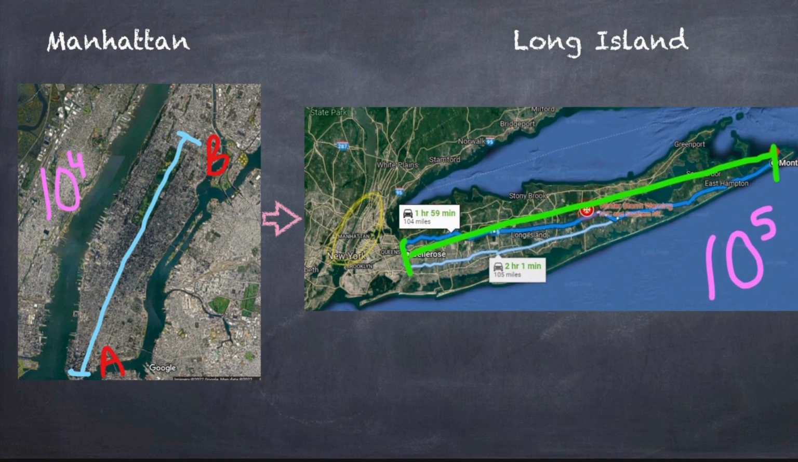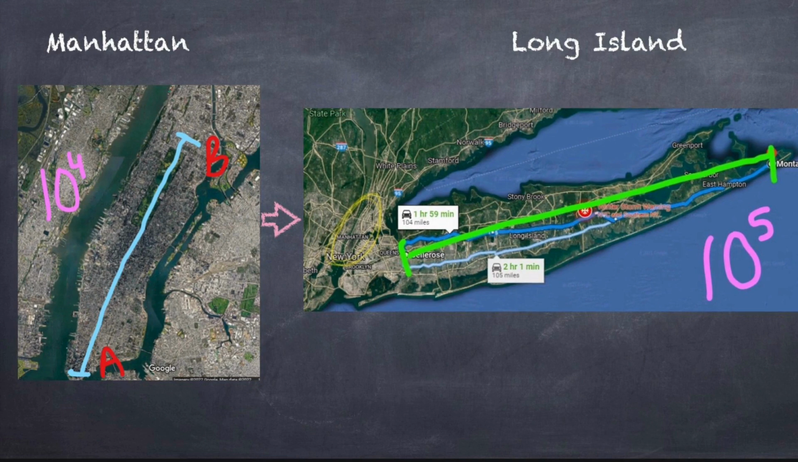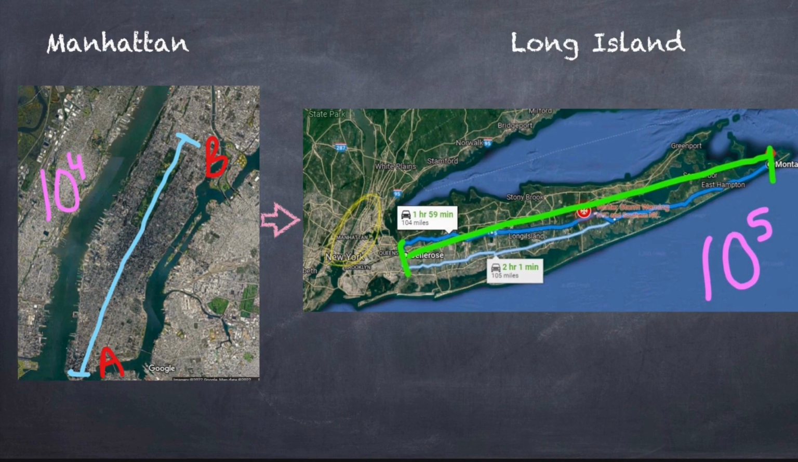And on the right side, you can see a picture of Long Island, which is also in New York. And it's labeled from Bellerose all the way to Montauk, which is the tip of Long Island. And this is approximately 100 miles, which is actually 500,000 feet.